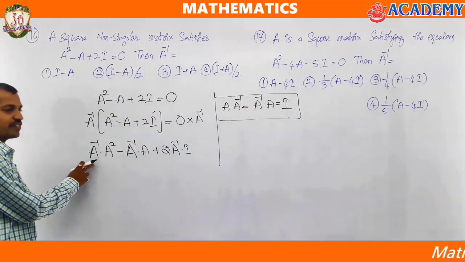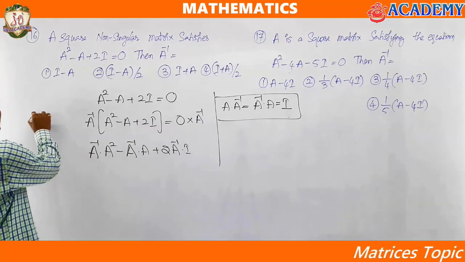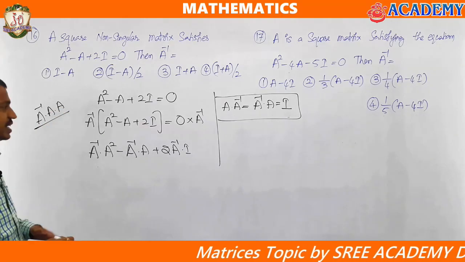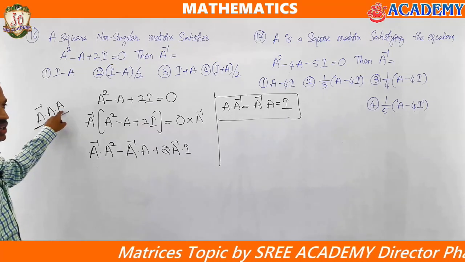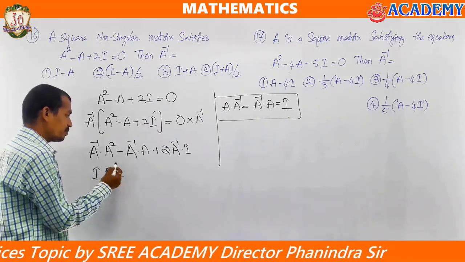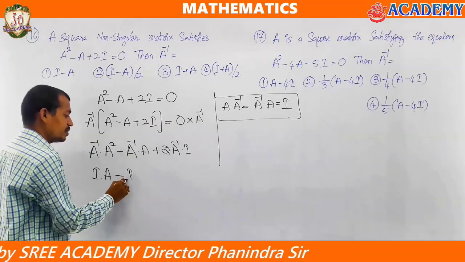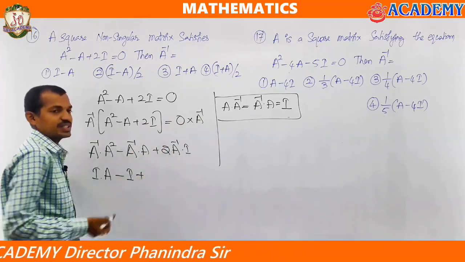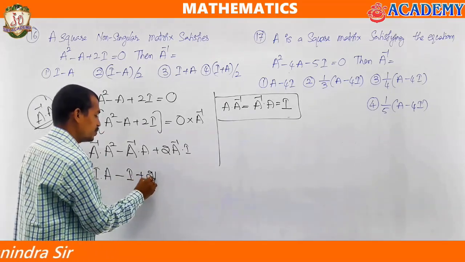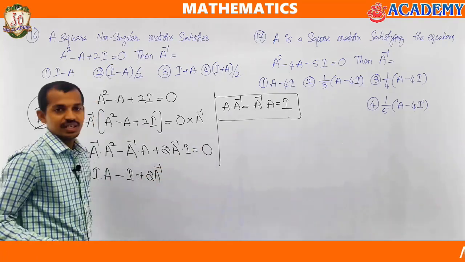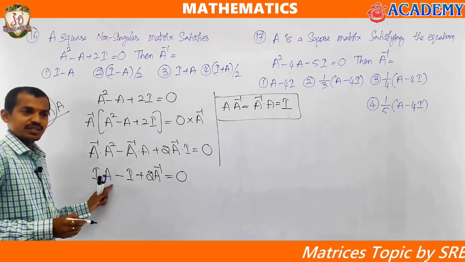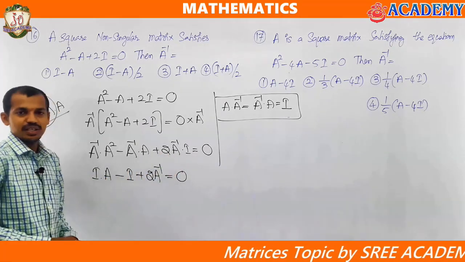Now I am modifying this. A inverse into A square is there, so I write A inverse into A into A. A inverse A is nothing but the identity matrix, into A, minus A inverse into A, once again the identity matrix, plus 2 A inverse into I, which is 2A inverse, and that is going to be equal to null. Now, identity into any matrix is going to be that matrix only.